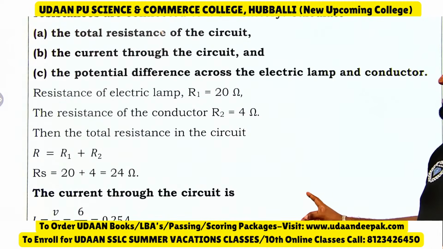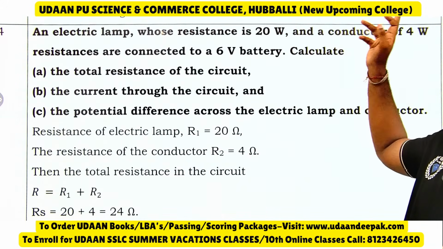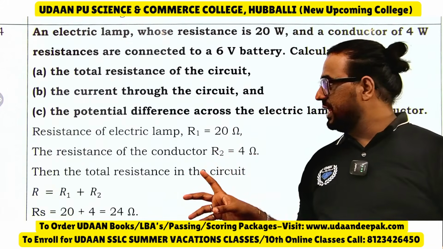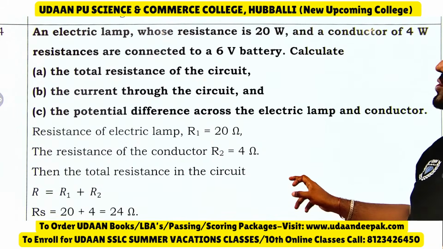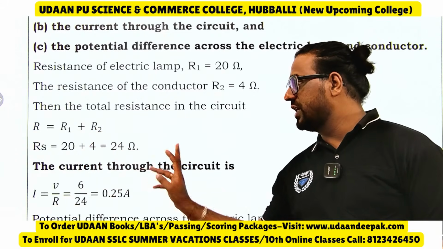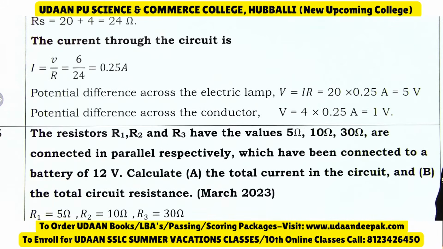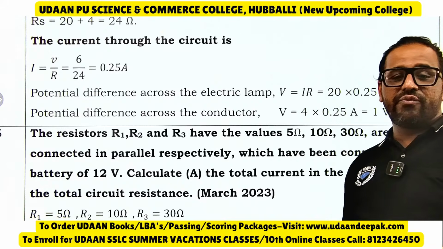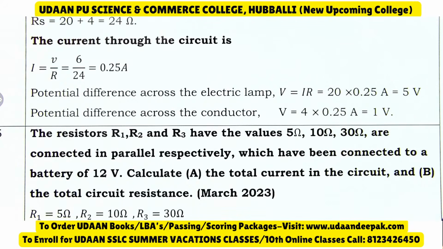See, the resistance of the lamp R1 is 20 ohm. Actually, ohm should be written here, the question has a mistake, it says watt. And R2 is 4 ohm. So they are connected in series. For a series connection, RS is equal to R1 plus R2, 20 plus 4 is 24. The current through the circuit is I is equal to V by R, 0.25 ampere. Potential difference across the electric lamp, V is equal to IR, 5 volt. Potential difference across the conductor, V is equal to 4 into 0.25, it is 1 volt.